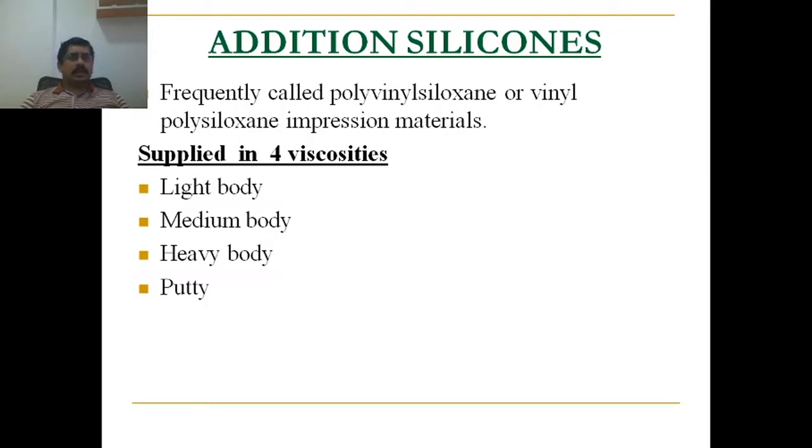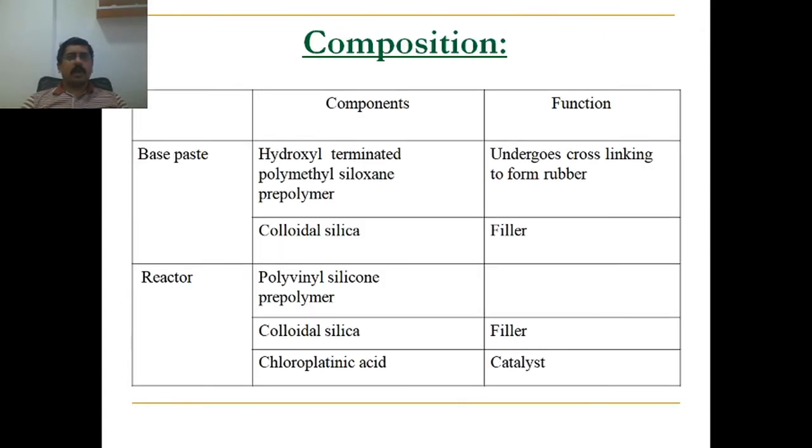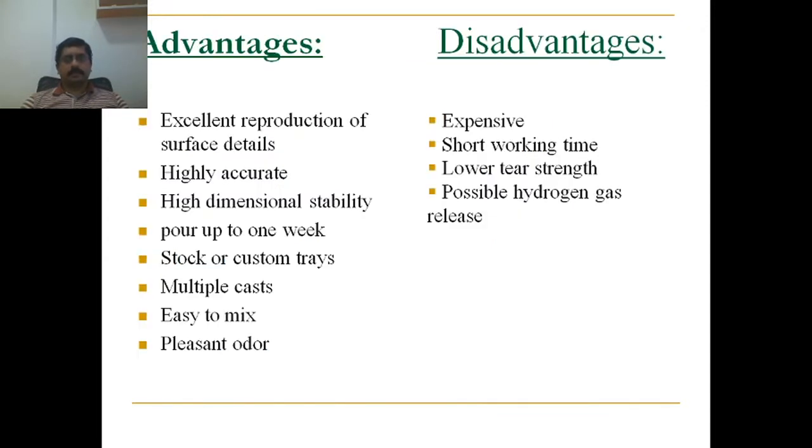Addition silicones are frequently called polyvinyl siloxane or vinyl polysiloxane impression materials. They are supplied in four viscosities: light body, medium body, heavy body and putty. Base paste consists of hydroxyl terminated polymethyl siloxane prepolymer and colloidal silica as the filler. And the reactor has the polyvinyl siloxane prepolymer, colloidal silica and chloroplatinic acid as the catalyst.